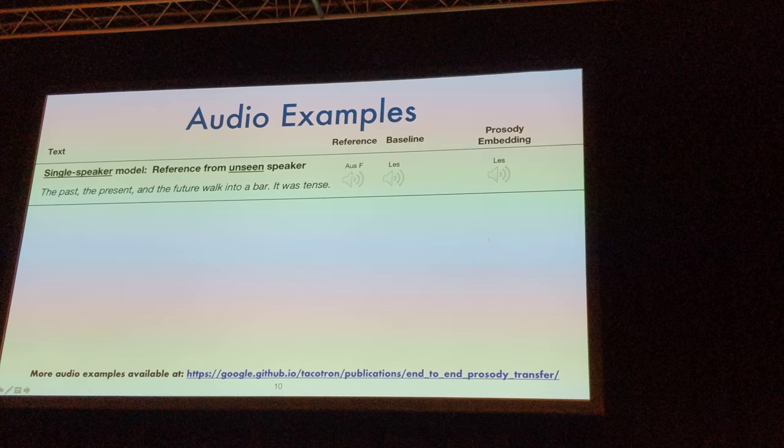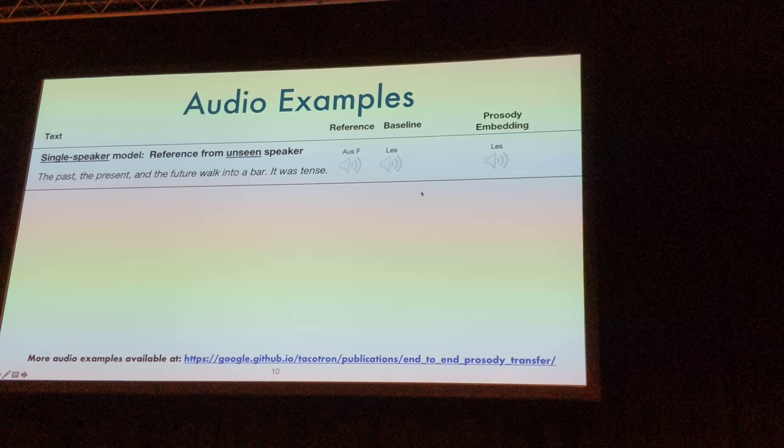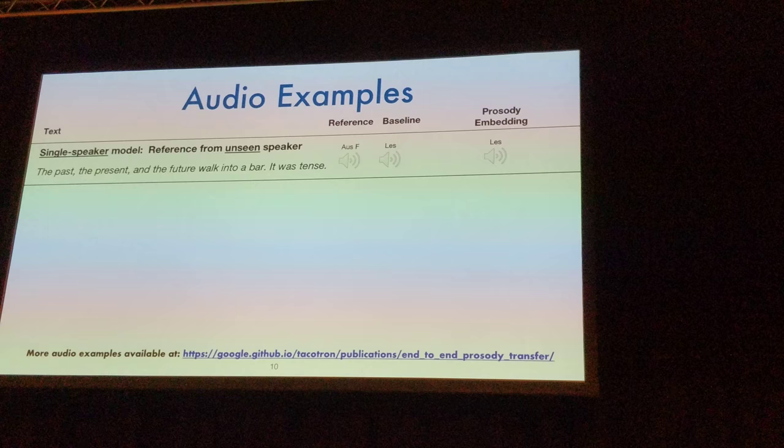So now, with the prosody embedding. The past, the present, and the future walk into a bar. It was tense. So the speaker characteristics of the baseline are preserved. She matches the kind of sentiment and the timing of the reference.